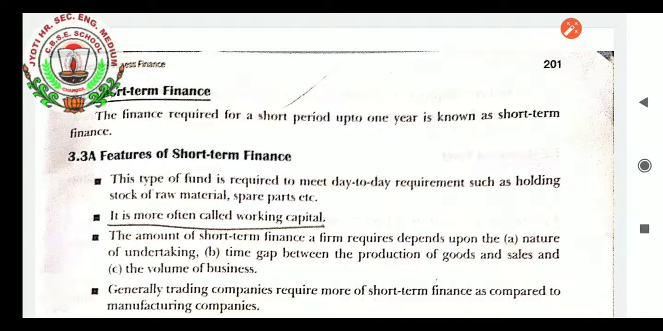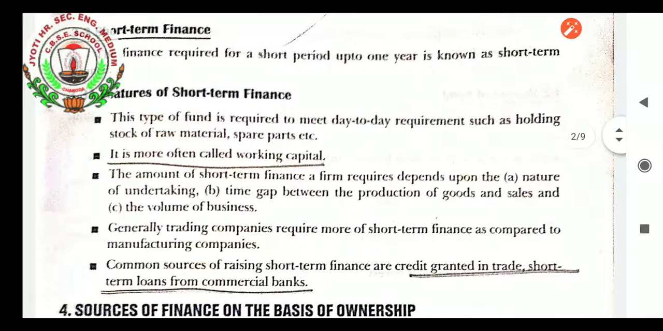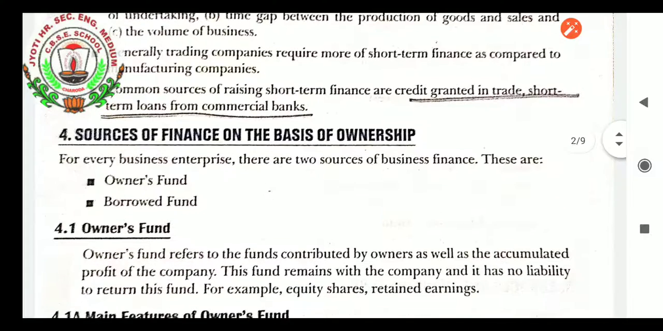The amount of short-term finance a firm requires depends upon the nature of the undertaking, the time gap between the production of goods and selling of sales, and the volume of business. Generally, trading companies require more short-term finance as compared to manufacturing companies. Common sources of raising short-term finance are credit granted in trade, short-term loans from commercial banks, etc.